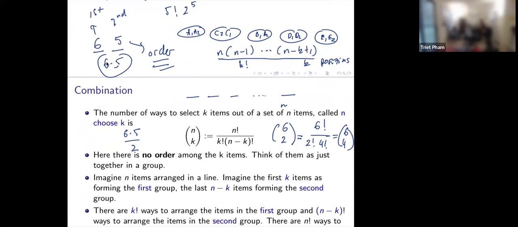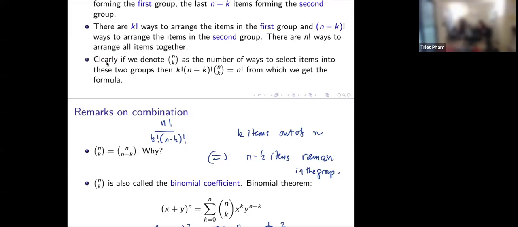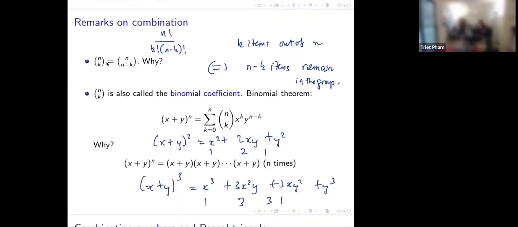Now, combination is probably one of the most common concepts or tools we'll be using throughout the course, because we keep selecting so many items out of a group. So it's important to know certain properties. For example, the combination number is symmetric, because picking k items out of n is the same as leaving n minus k items in the group.